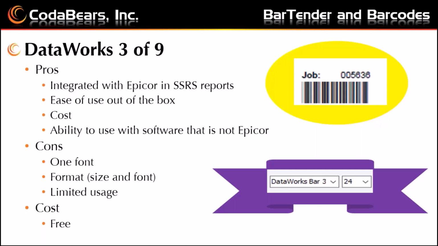So DataWorks 3 of 9 is a font that's used in many of the standard Epicor SSRS reports. Using standard reports as a guide, you can create your own barcodes using this font. The cost is virtually free. You just need to make sure your server has the font installed and then use the font in a report. Since this is only one font, you have some limitations on data that can be used in the one barcode.